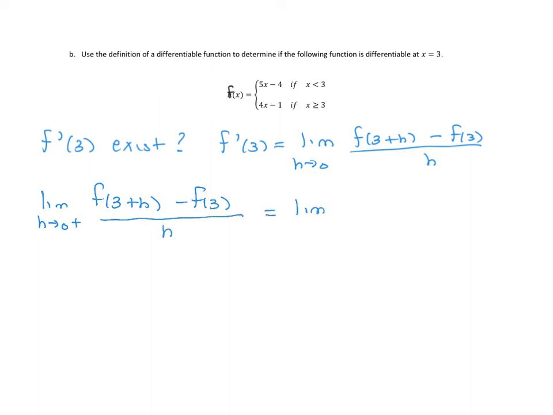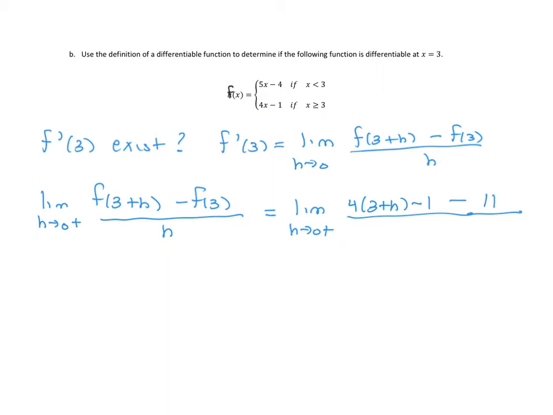This is the limit as h goes to 0 from the right of, since we're coming in from the right, we're talking about this part of the definition. So f of 3 plus h means put a 3 plus h in place of x. So we have 4 times 3 plus h minus 1. And then we want to subtract off the value of the function at 3. F of 3 is equal to, well, here you would put 3 in place of this x, which gives you 12 minus 1, which is 11.